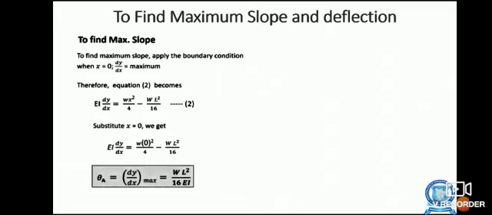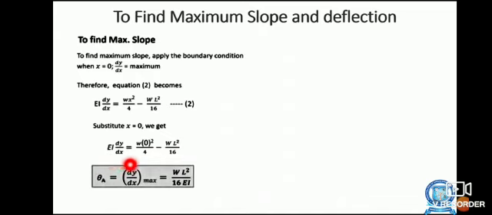To find the maximum slope and deflection. First of all, maximum slope. To find the maximum slope, apply the boundary condition when x is equal to 0, dy by dx equal to maximum. Therefore, equation 2 becomes EI dy by dx equal to Wx square divided by 4 minus WL square divided by 16. Substitute x equal to 0. So we get EI dy by dx equal to W into 0, the whole term will be 0, minus WL square by 16.